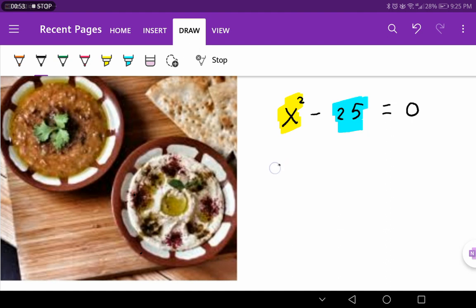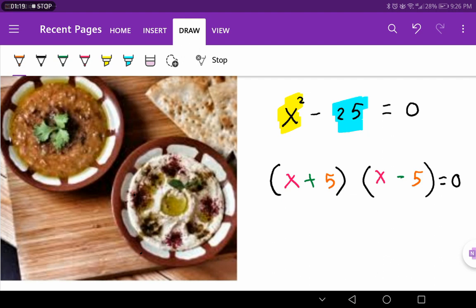Yes, this is nice. X here and x here, plus here and minus here, and 5 here and 5 there. Are you happy with that? Me too. So for a difference between two squares, you have to do it like this, my dear students.